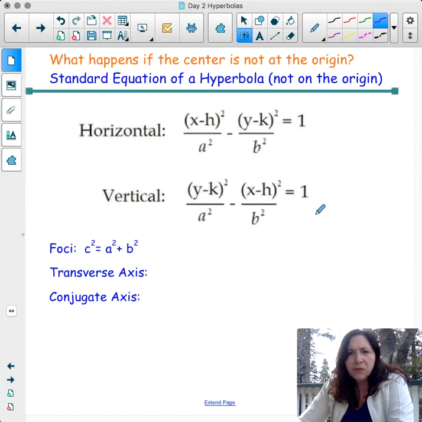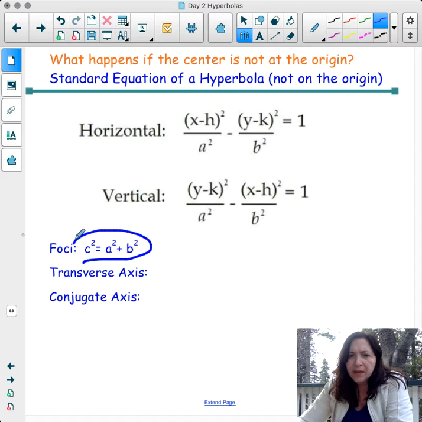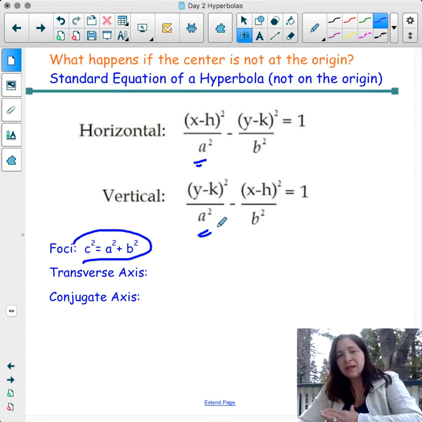So what happens when the center is not at the origin? That's when your h, k comes into effect, and your focal points are still found with a squared plus b squared. Your transverse axis is always going to be your positive axis, so this would be your a value here. Do you see that? Your conjugate axis is your negative value. It's the other one.